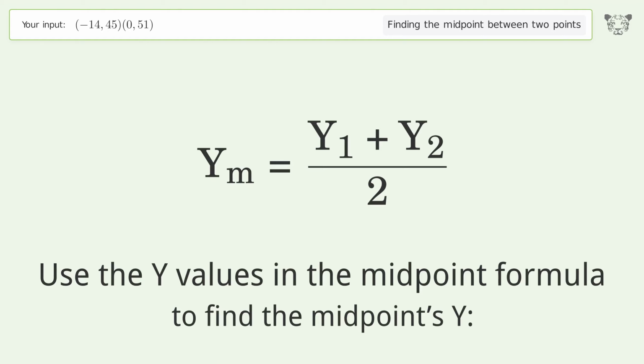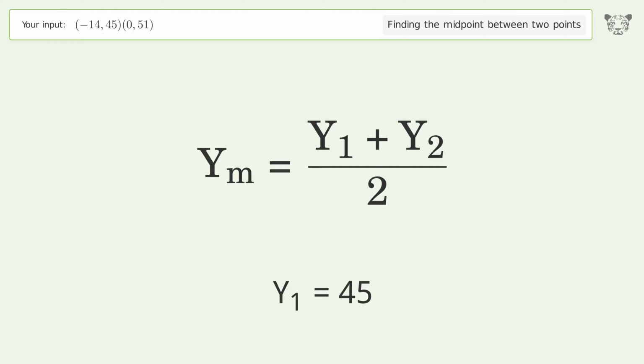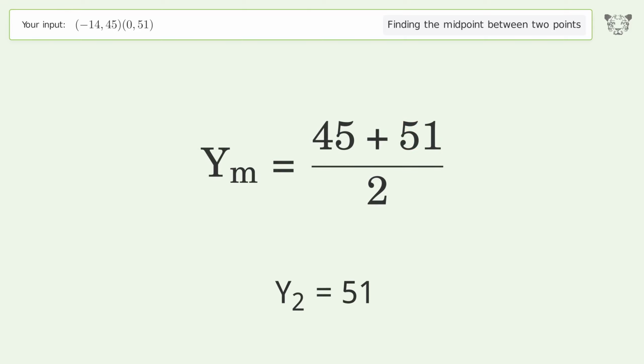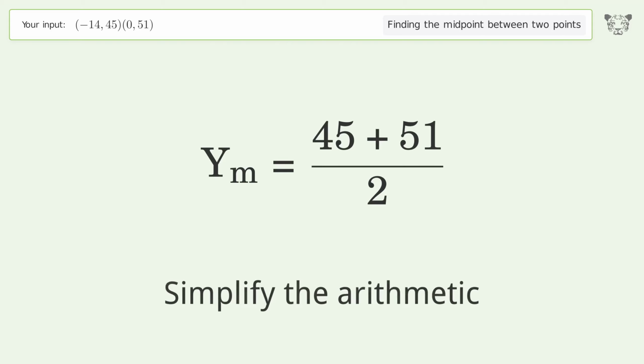Use the y values in the midpoint formula to find the midpoints y. y1 equals 45. y2 equals 51. Simplify the arithmetic.